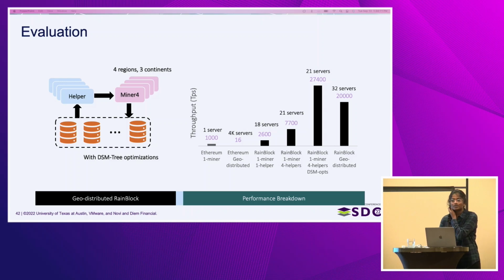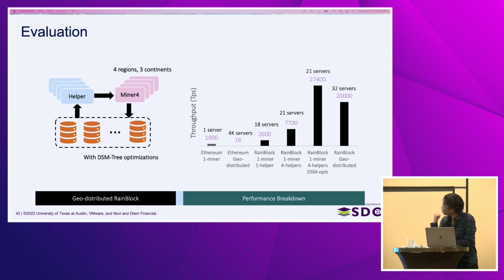Okay. So if I were to compare ISO server count performance difference between the Ethereum chain and your RainBlock improvements in a geo-distributed manner, do you have that data? Let's say 32 servers and 32 miners in the previous. Yeah. So I have another comparison.